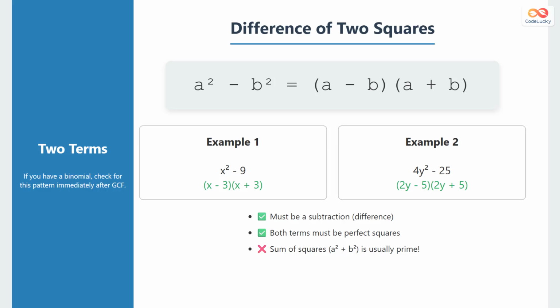Once you have handled the GCF, count the number of terms remaining. If you have exactly 2 terms, check if it is a difference of 2 squares. This pattern is easy to spot. You must have a subtraction sign, and both numbers must be perfect squares. The formula is a squared minus b squared equals a minus b times a plus b. For example, x squared minus 9 factors into x minus 3 times x plus 3. Remember, a sum of squares, like x squared plus 9, usually cannot be factored.